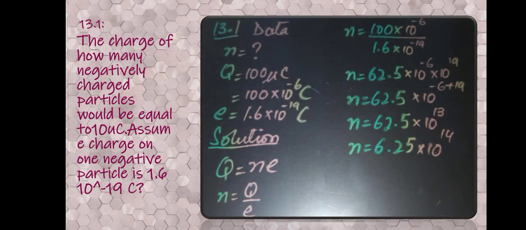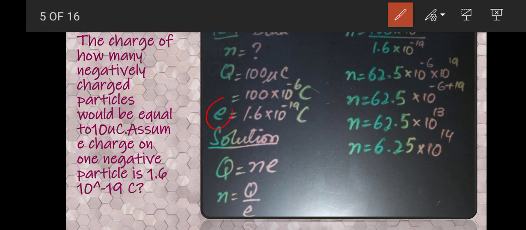Let's see the solution. I have used n for the number of charges, so n is required. Q is 100 microcoulombs because it is given that the overall charge is 100 microcoulombs, that is 100 multiplied by 10 raised to power minus 6. The micro stands for 10 raised to power minus 6. You know that negatively charged particles are actually electrons, so I have used e here to show the negatively charged particle. Its charge, the charge on a single electron, is 1.6 into 10 raised to minus 19.